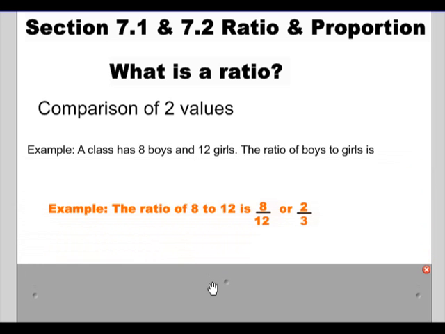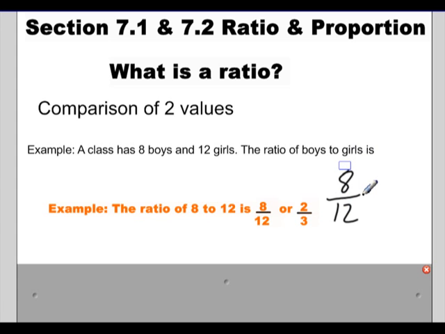As a simple example, you have a class that has 8 boys and 12 girls in it. The ratio of boys to girls would be 8 to 12. And you can express that as a fraction, which is pretty common, like 8 over 12.